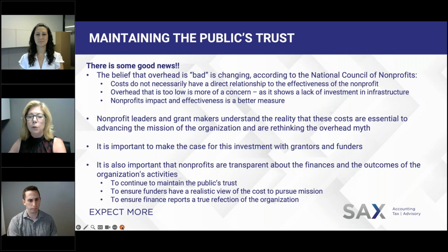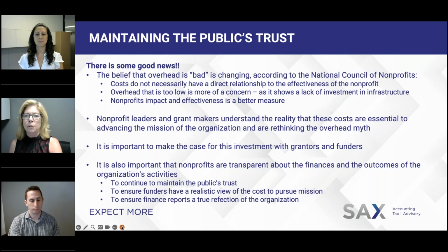Nonprofit leaders and grant makers understand the reality that these costs are essential to advancing the mission of the organization and are now starting to rethink the overhead myth. It's really important to make the case for this investment with grantors and funders, and I can't say this enough. Communicate, communicate, communicate. The power is shifting, right?